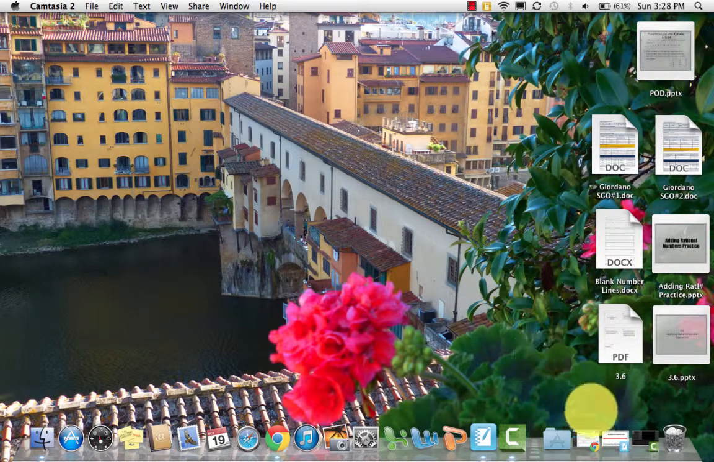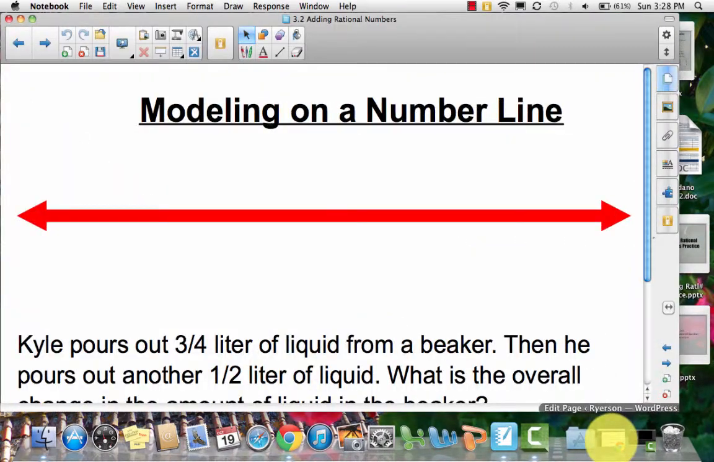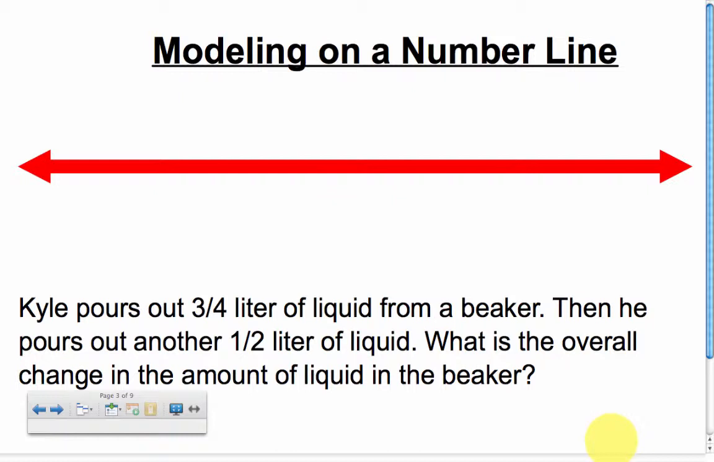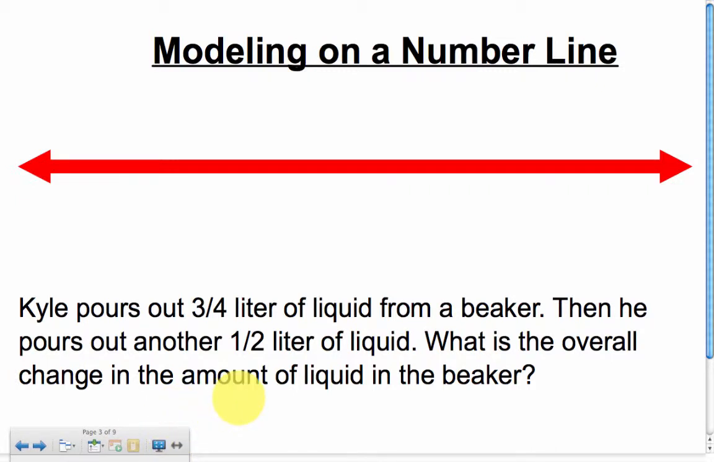In this video, we are going to talk about sections 3.2 and 3.3 in your textbook, and those sections deal with adding and subtracting rational numbers. Please keep in mind a rational number is a number that can be written as a fraction. So we're dealing with fractions, decimals, integers, and all of those types of numbers can be either positive or negative. One skill that's really important in 7th grade is to be able to actually model out these types of problems on a number line. So we're going to start there today.